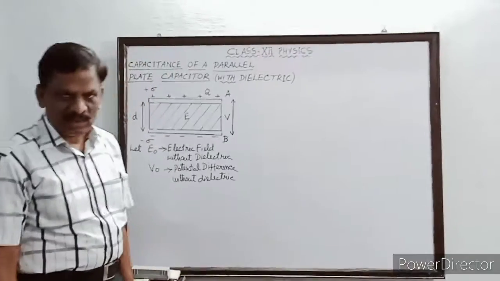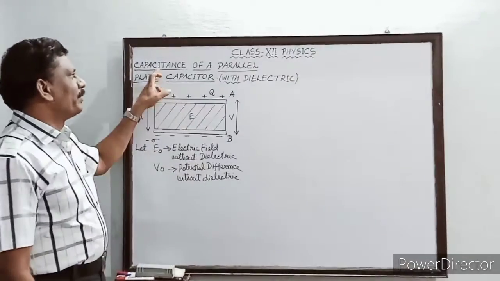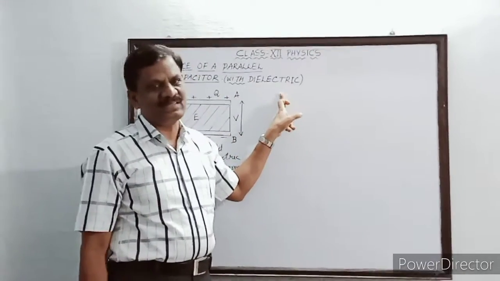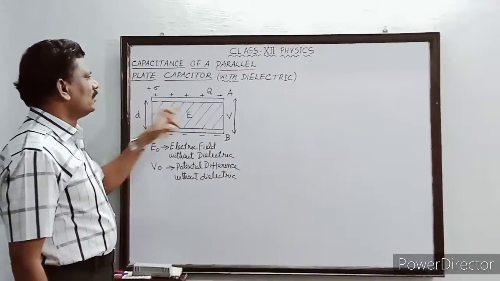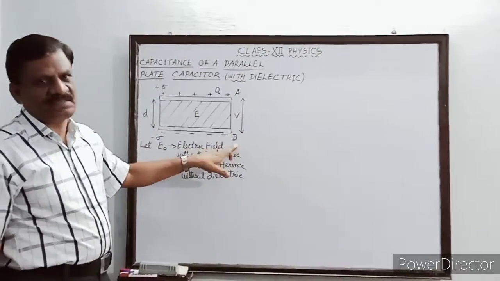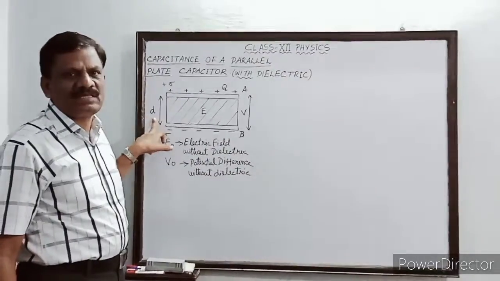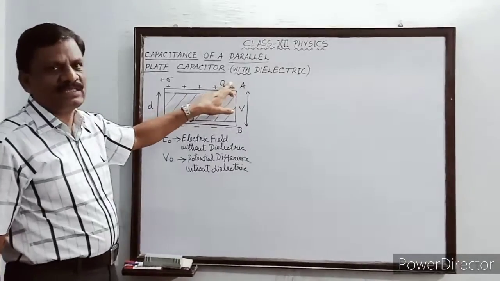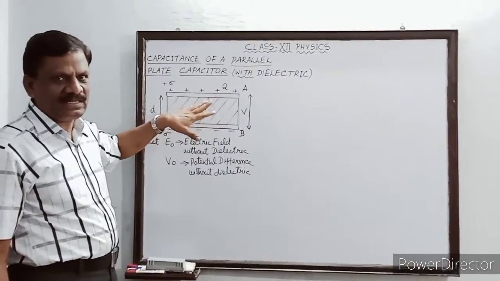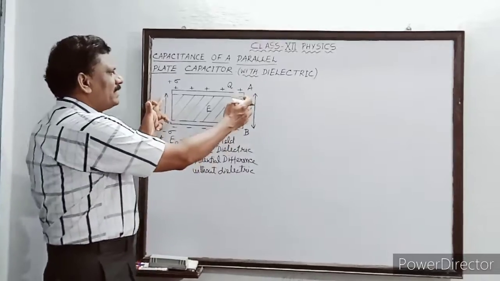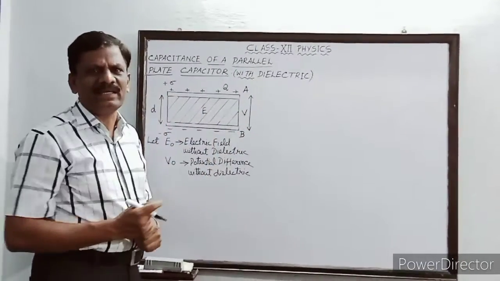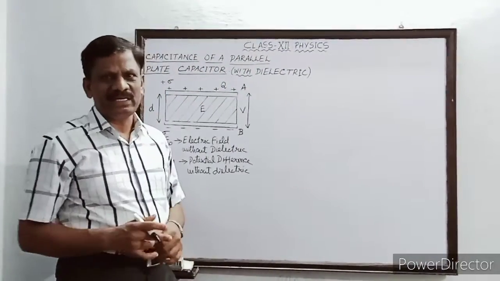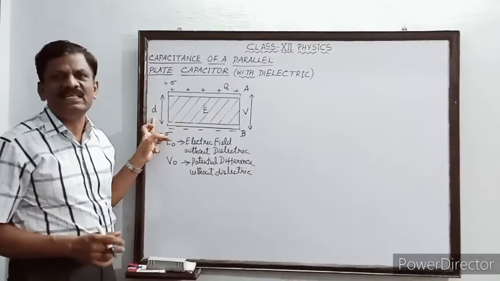Now let us derive an expression for the capacitance of a parallel plate capacitor with a dielectric between the two plates. These are the two plates A and B as usual. D is the distance of separation between the two plates, and Q is the quantity of charge present on either of the two plates. Now, the entire space is occupied by a dielectric, so that the thickness of the dielectric is equal to the distance between the two plates, D.